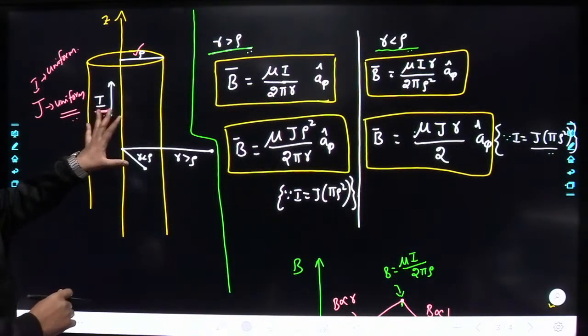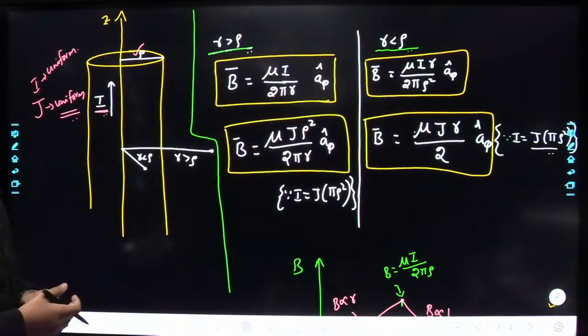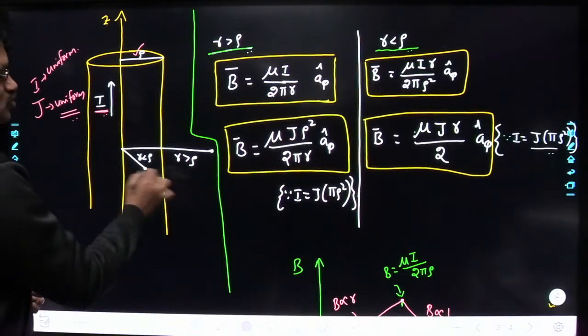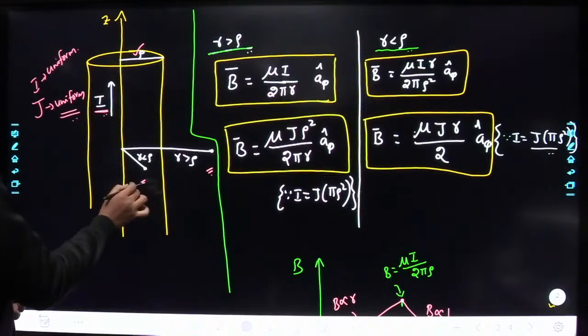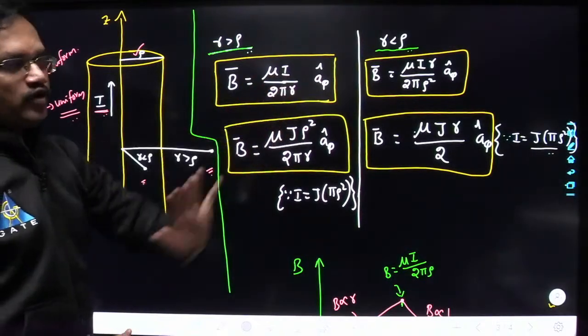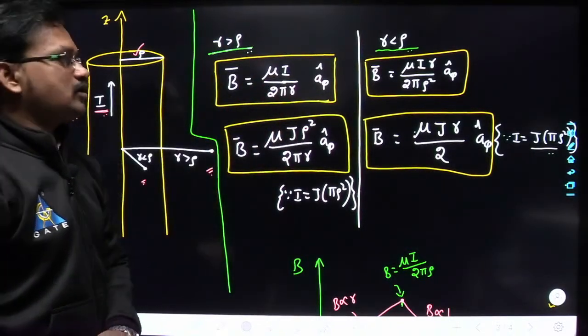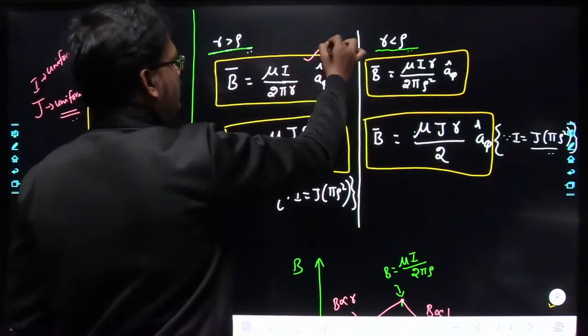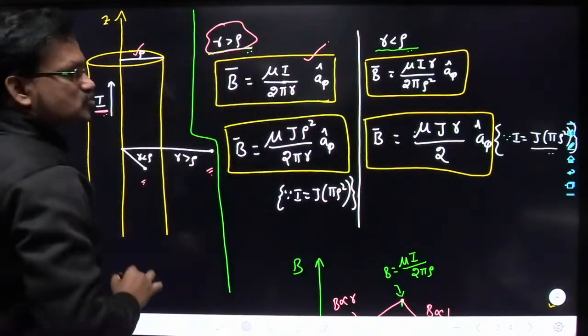Now due to this current carrying wire, we try to determine the B field in all the regions, that is outside the wire and inside the wire. These are the expressions we got. This is the expression for the B field for R greater than rho, that is, outside the wire.